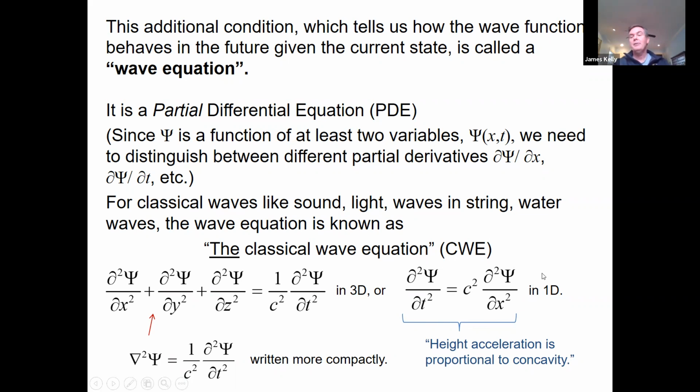And of course, the second derivative of the height with respect to x, we usually call the concavity of the string. So if the string is going up and down at a particular instant, there would be points of negative and positive concavity, using the language of calculus for a function of x. So this equation, the classical wave equation, says the acceleration of the height, or the amplitude of the wave, is proportional to the concavity.